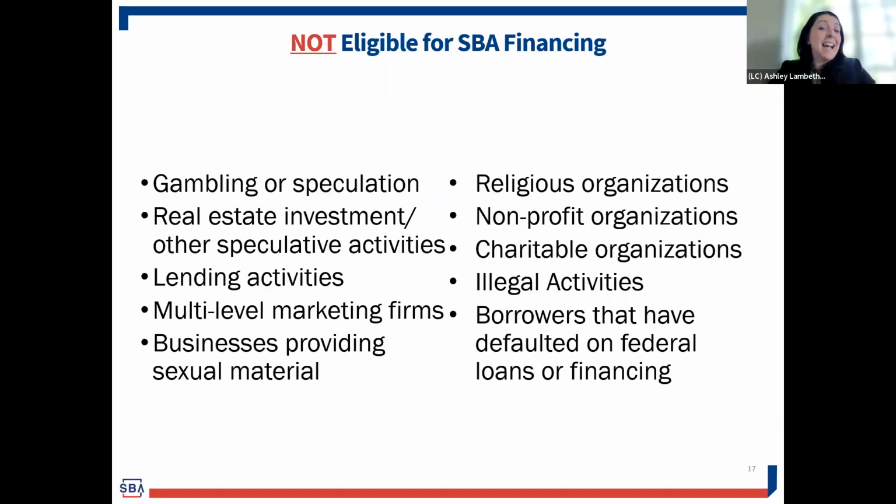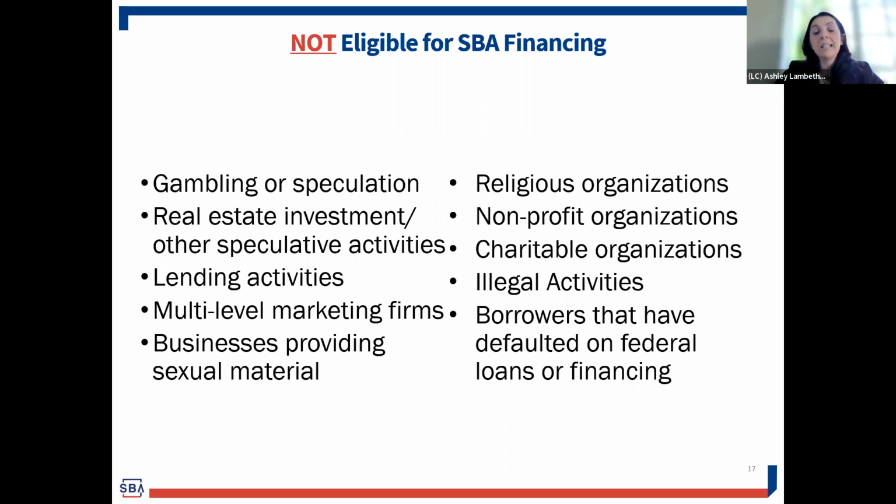So what can it not be used for? There are certain types of businesses that are not eligible for SBA financing. This includes any type of gambling or speculation, any type of real estate investment or other speculative activities. This includes building spec homes or being part of that type of development. Lending activities, so you can't borrow money to lend money, multi-level marketing firms, businesses that are providing any sexual material or content, religious organizations, and nonprofit organizations or charitable organizations.